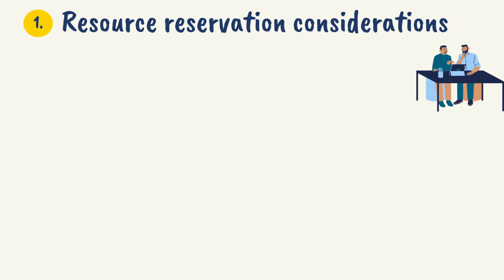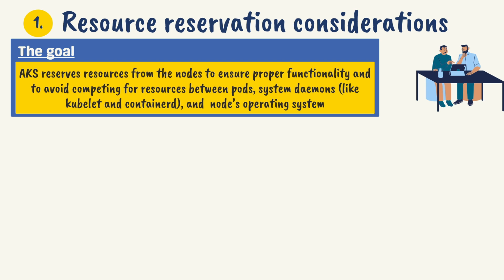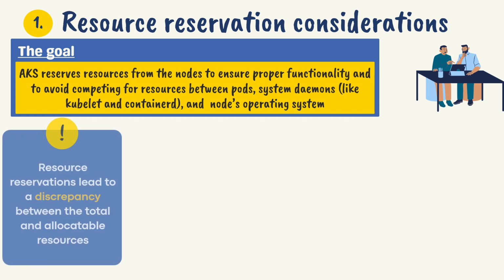Okay, let's start by understanding the goal of the resource reservation in AKS. AKS reserves resources from the nodes to ensure proper functionality and to avoid competing for resources between pods, system daemons like kubelet and containerd, and the node's operating system. A consequence of this is that the total resources on your node and the resources that are really allocatable in AKS differ as a result of this usage.